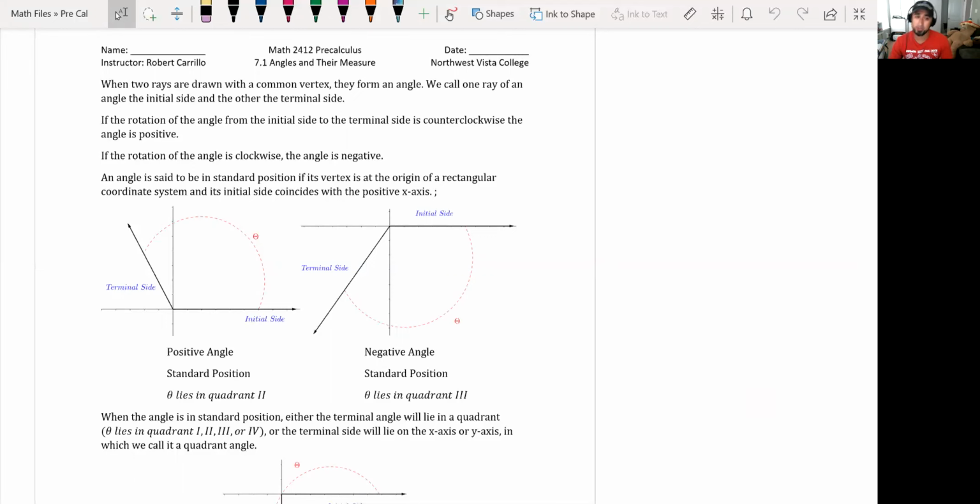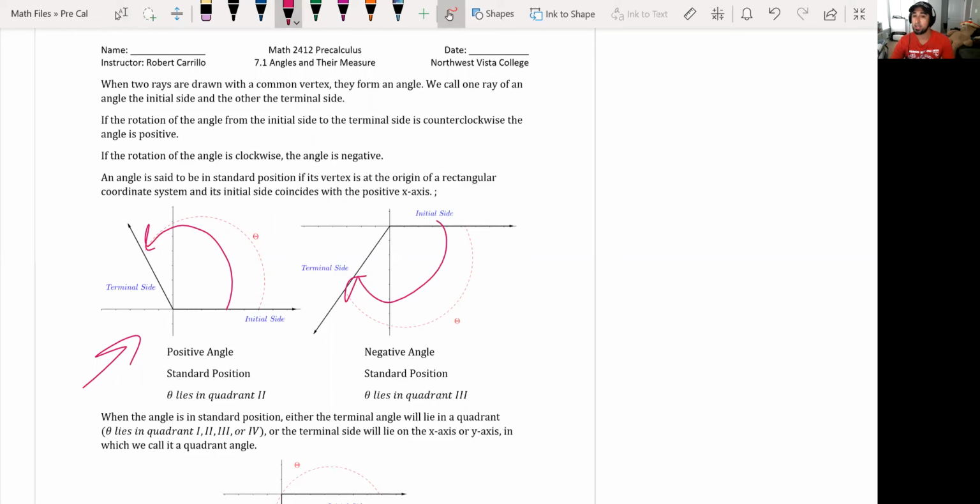So first page is purely definition. It talks about what an angle is, and when two rays are drawn with a common vertex, they form an angle. We call one ray of an angle the initial side and the other the terminal side, as you see in the pictures below. If the rotation of the angle from the initial side to the terminal side is counterclockwise, the angle is positive, which you see here. So if we rotate counterclockwise, that represents a positive angle. If you rotate clockwise, then it is a negative angle.